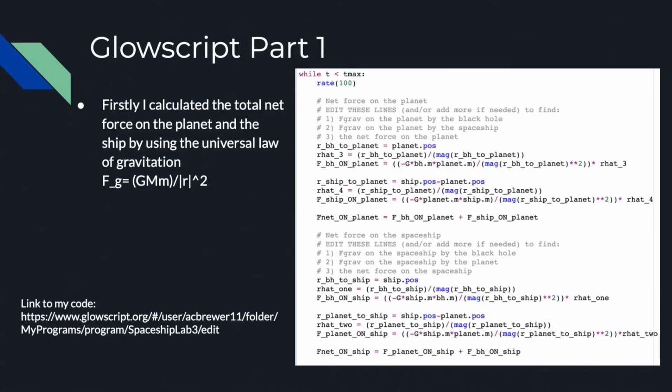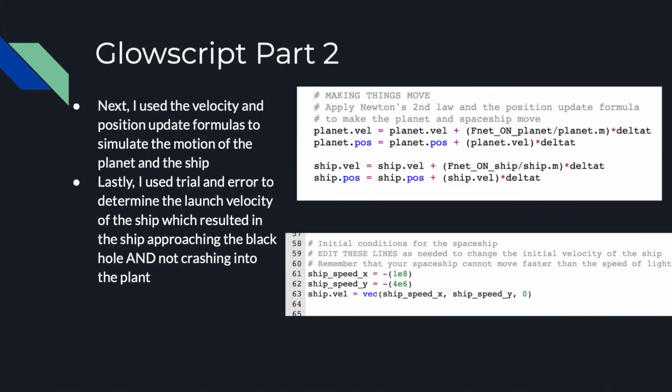GlowScript Part 1. Firstly, I calculated the total net force on the planet and the ship by using the universal law of gravitation. GlowScript Part 2. Next, I used the velocity and position update formulas to simulate the motion of the planet and the ship. Lastly, I used trial and error to determine the launch velocity of the ship, which resulted in the ship approaching the black hole and not crashing into the planet.